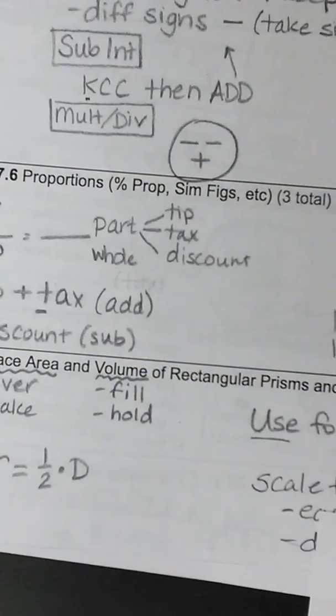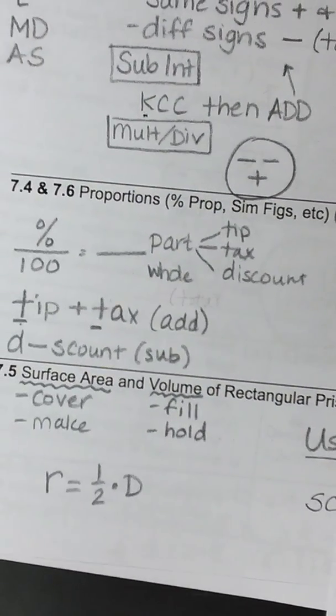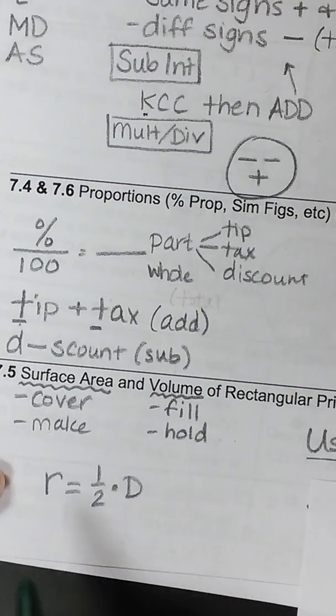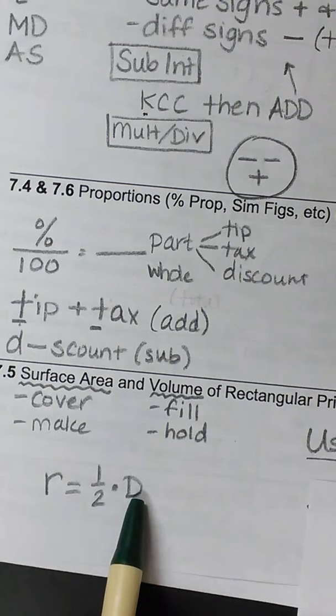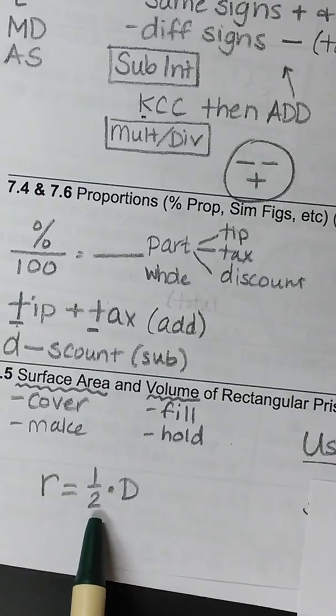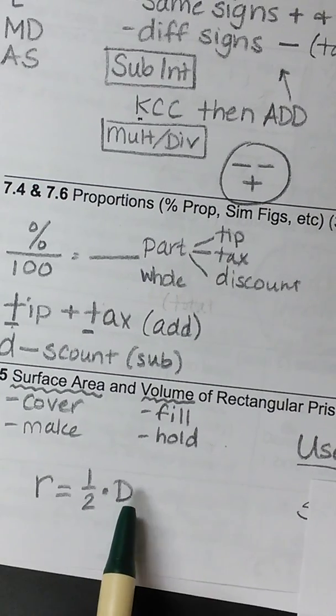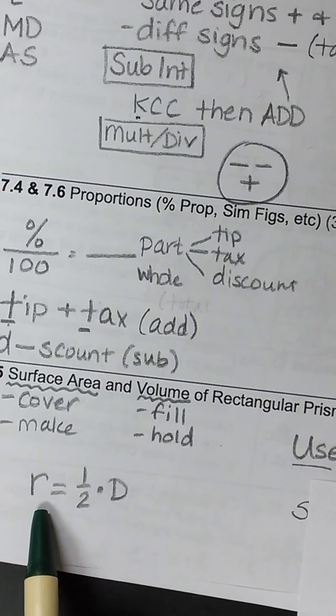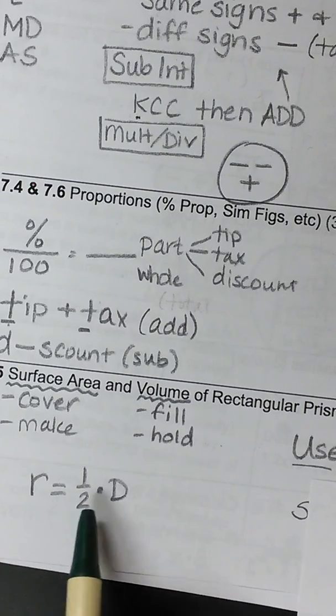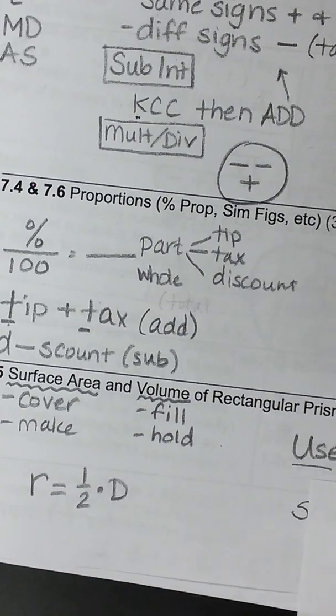The last, almost next to the last, if you have a radius, that is equal to half of a diameter. That means you would multiply by a half, which is multiply by 0.5, or you would divide the diameter by 2 to get the radius. That would be used for those cylinders and the formulas there.